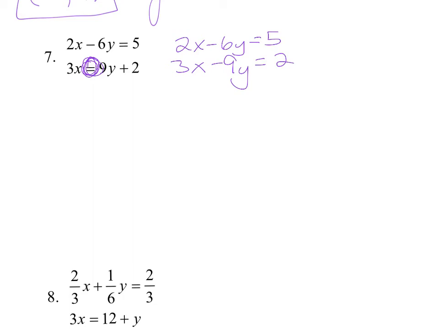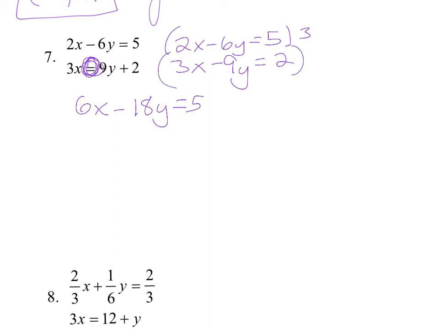Okay, I can multiply by 3 and then by 2 to get rid of the x's. But the y's, what do I have to do? I'm still going to have to multiply by 3 and 2 to get the y's to be 18s so they cancel. So let's try this. Okay, so what happens when I multiply the first one by 3? I get 6x minus 18y equals 5.